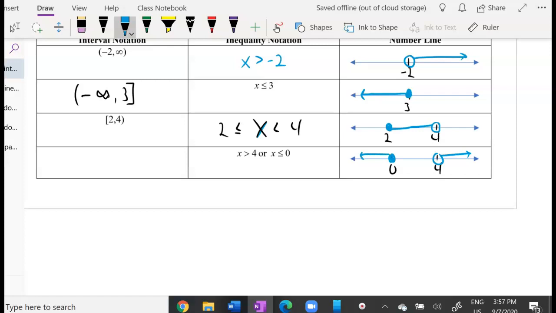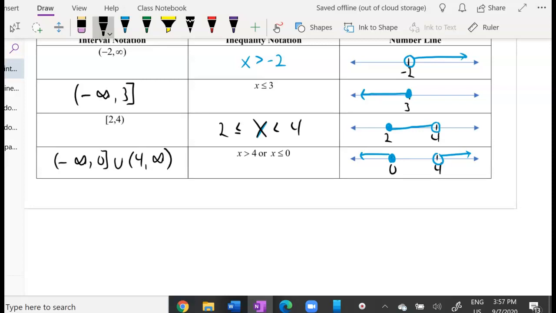There's 2 intervals that we're looking at, and we have to mention both of them, and we can just put the "or" between them, because it's not an overlap, or the union between them. So we have negative infinity to 0, including 0, unioned with 4 to infinity.